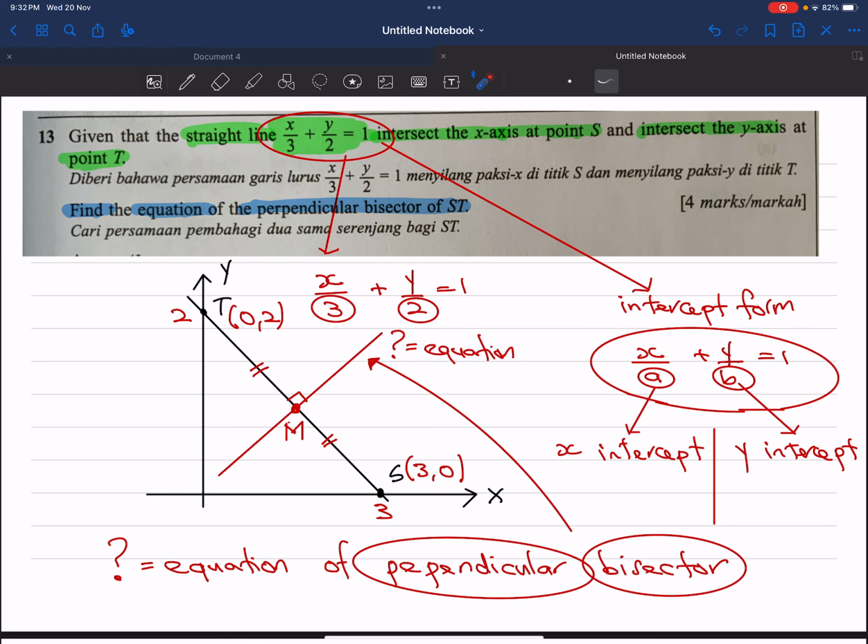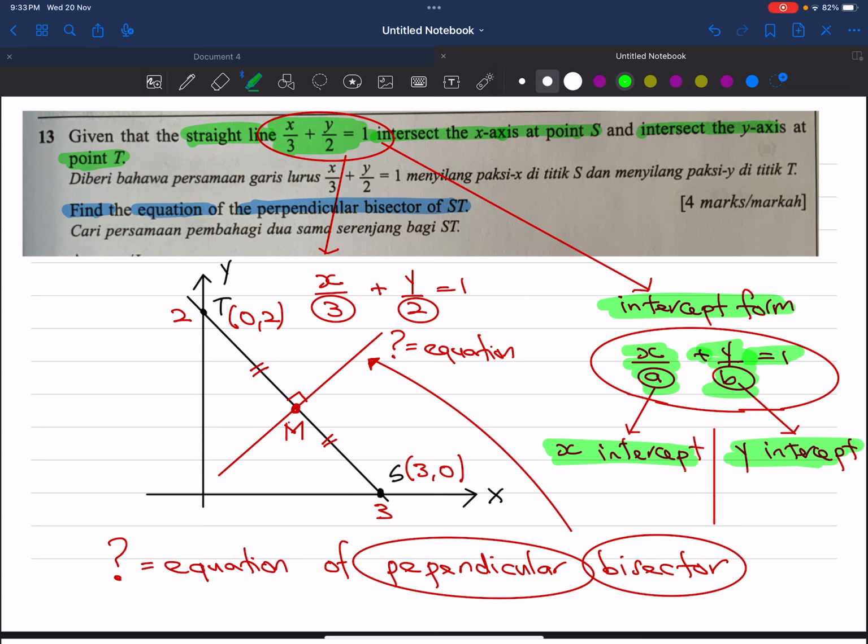It intersects the x-axis at point S over here, and then it intersects the y-axis at point T. Now if you notice the equation given, x over 3 plus y over 2 equals 1, is actually the intercept form, whereby in intercept form, x over a plus y over b equals 1, the a is the x-intercept and the b is the y-intercept.